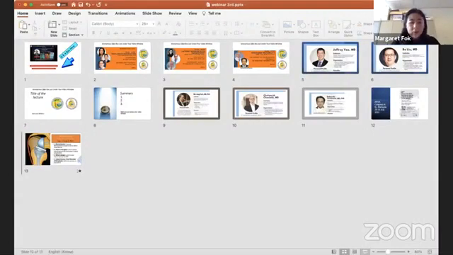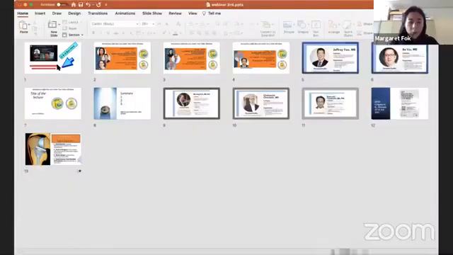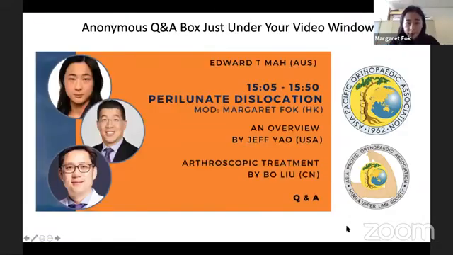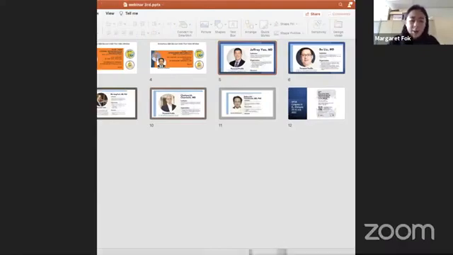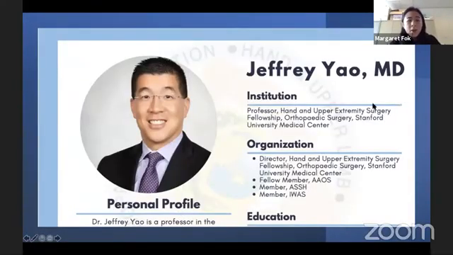Good afternoon, everyone. It is a privilege that we have two esteemed arthroscopists and surgeons who are going to talk to us about perilunate dislocation. We have Jeffrey Yao from Stanford, USA, as well as Dr. Liu Bo from China. Jeff is a professor in the Department of Orthopedic Surgery, Stanford University Medical Center. He's also the director of the Hand and Upper Extremity Surgery Fellowship at Stanford University. He was awarded the Sterling Bunnell Traveling Fellowship by ASSH in 2015, and he's a very experienced wrist surgeon who has published over 150 articles. His talk will be an overview of perilunate dislocation.